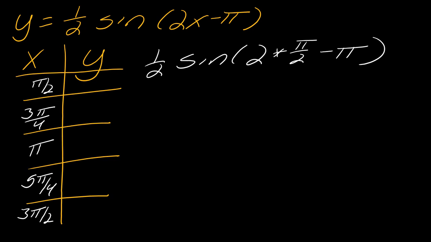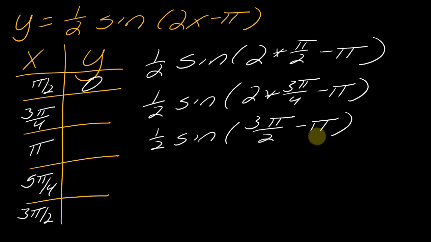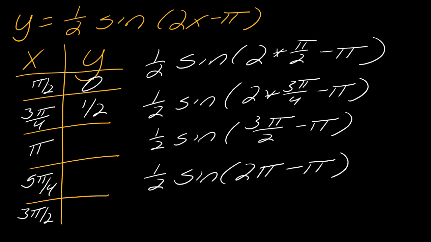So sine of 0 is equal to 0, so this will be 0, and then I've got 1/2 sine of 2 times 3 pi over 4 minus pi. So this is 1/2 sine of 3 pi over 2 minus pi. So this comes out to 1/2 sine of half pi, so that's 1, and then I multiply that by 1/2, so this will be equal to 1/2. And then I've got half sine of 2 pi minus pi, so sine of pi is going to be equal to 0, so this is 0. And then as I continue on, I'll get that this is negative 1/2 and this is 0. So you can confirm the math.